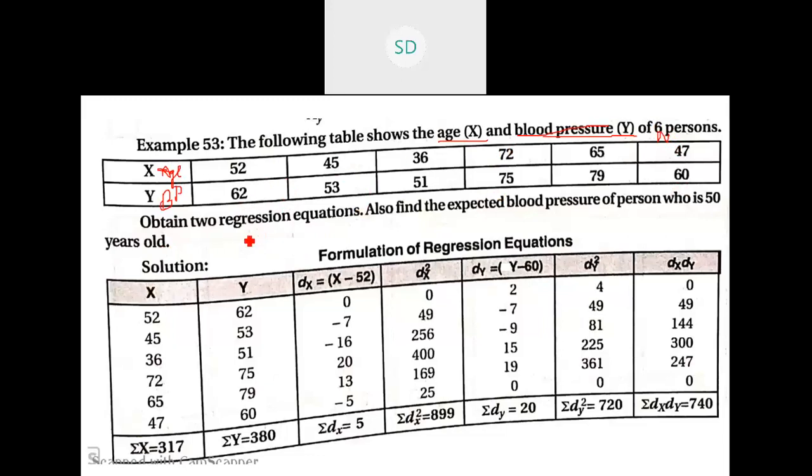Now we are supposed to get the y on x equation and the x on y equation. So these two are both regression equations. And apart from that, we should also find the expected blood pressure. Okay, we have to find out y when x is equal to 50. Now how did I get to know that? Now if you see, blood pressure is y, of the person who is 50 years old. Now x is given to us, that is the age of the person, that is 50. So when x is equal to 50, we are supposed to predict y.